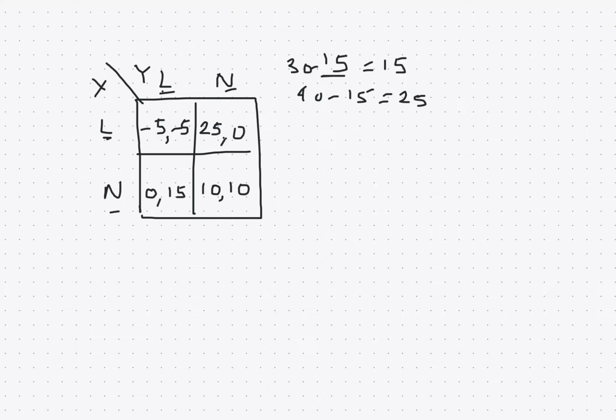So you can look at this game and you can verify here that there are two pure strategy Nash equilibria. So they are N and L and L and N. So this one and this one, right? These are the two pure strategy Nash equilibria in this game.